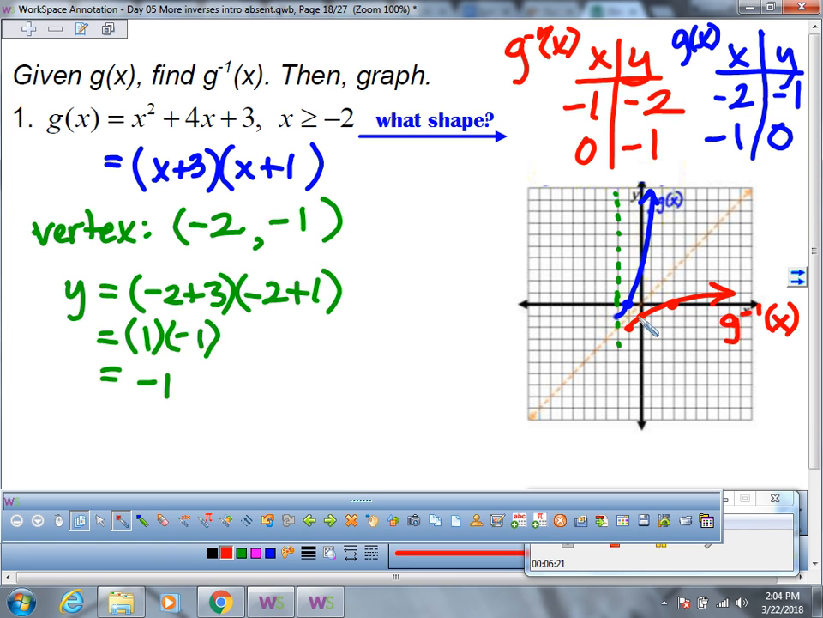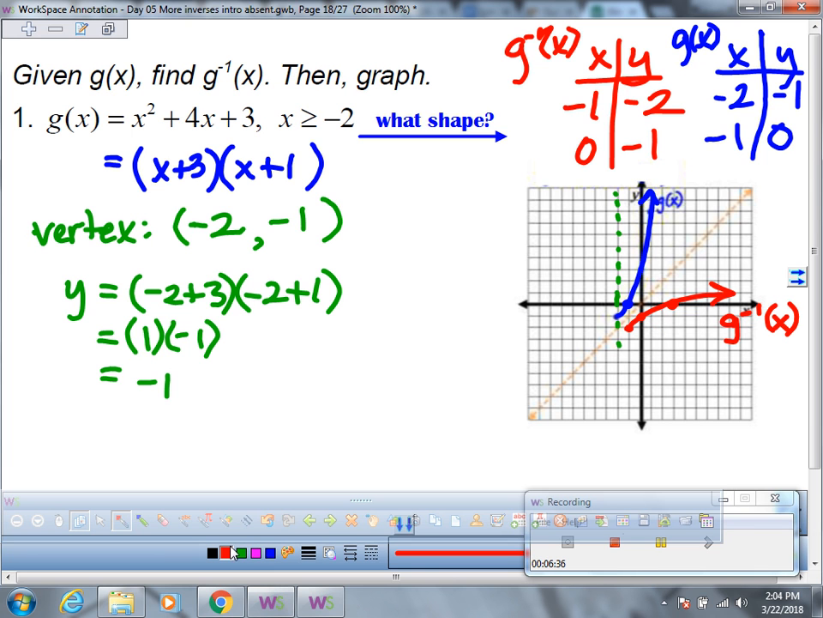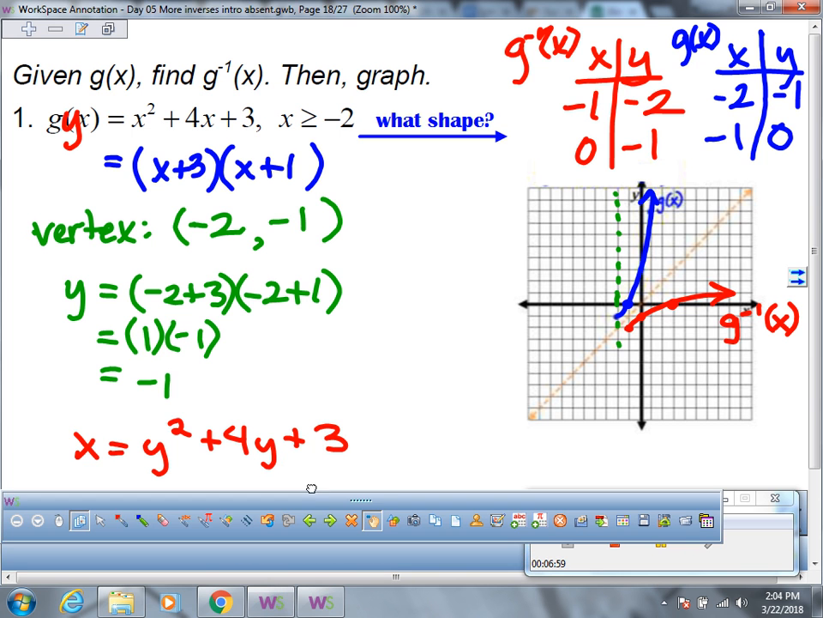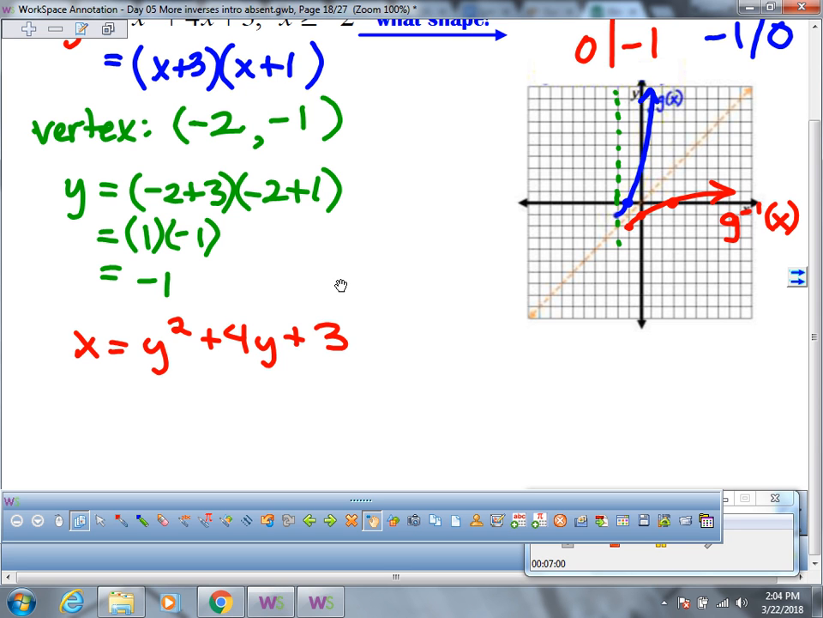Okay, that being said, the next thing we need to do is find the inverse algebraically. In order to find this algebraically, we're going to switch x and y. So this is technically a y, so I'm going to switch it to x. X equals y squared plus 4y plus 3. I need to solve for y.